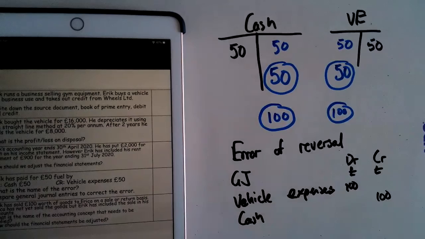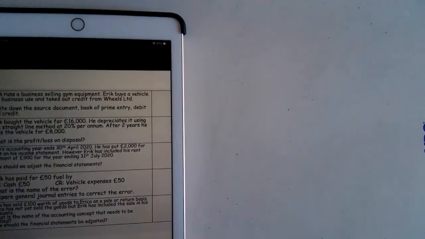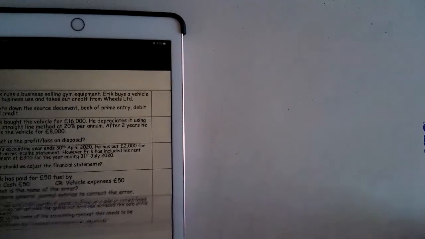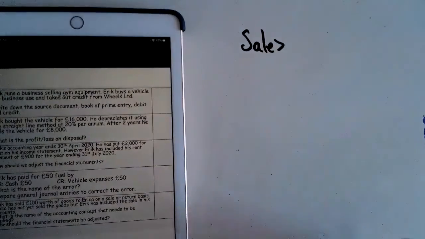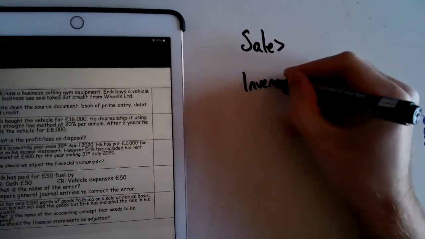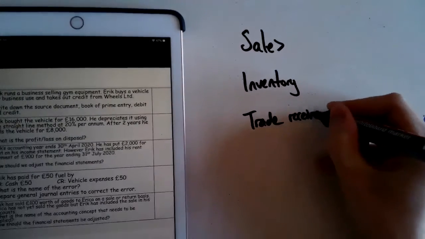And the last one, number 5, it says Eric has sold £100 worth of goods to Erica on a sale or return basis. Remember, that means Eric is acting as a middle person. So the goods are still Eric's until Erica sells the goods on. Erica has not yet sold the goods, but Eric has included the sale in his accounts. So that means the 3 accounts that have been affected. So sales has been affected if he thinks he's made a sale. Inventory's been affected, and trade receivables are affected because he thinks Erica now owes him that money.